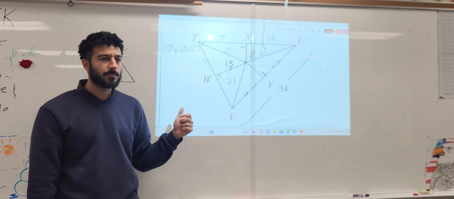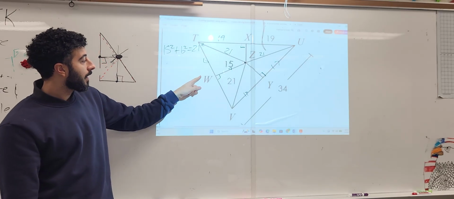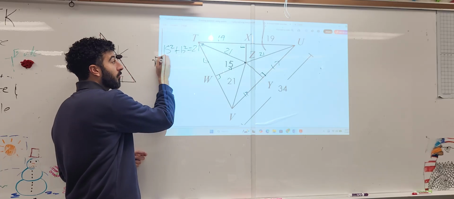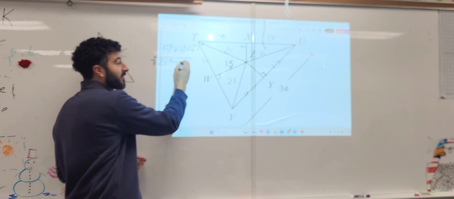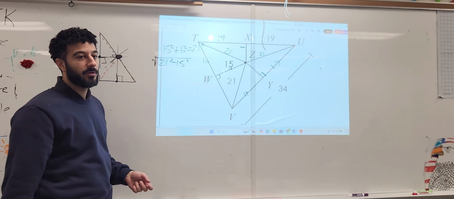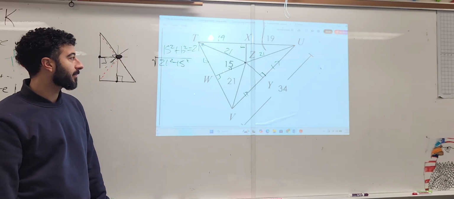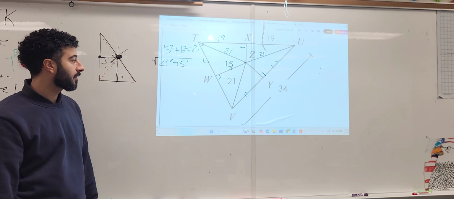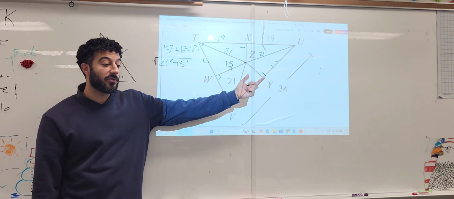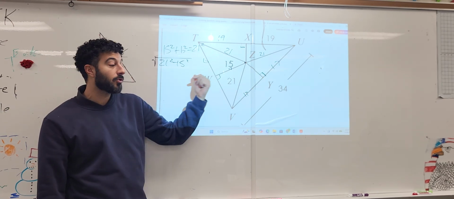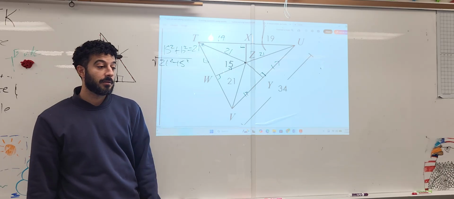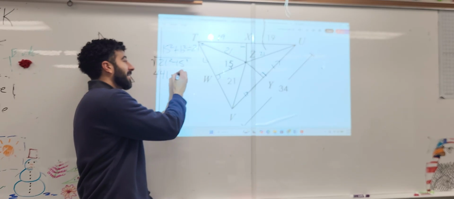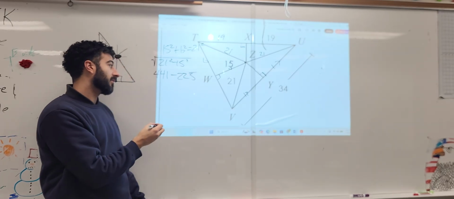What's TW and WV? It would be the square root of 21 squared minus 15 squared, which requires some calculator usage. 21 squared is 441, and 15 squared is 225. But I don't know if they're even asking you for that. So check this worksheet. If it's not asking you for that, don't worry about it. So 441 minus 225 and the square root of that.